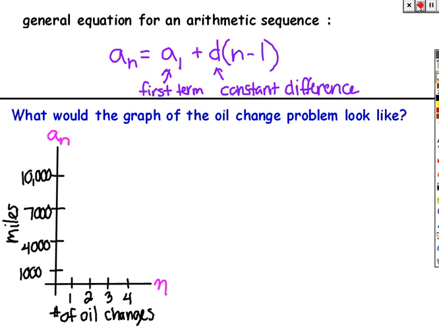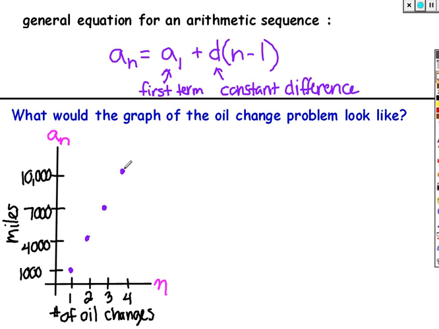Now, if I look at a graph of this oil change situation, the x-axis I've labeled n, so that's the number of oil changes, and then the y-axis is a sub n, or the value of the term in the sequence, and that would be the miles. So at the first oil change, that occurs at 1,000 miles, the second oil change is at 4,000, the third oil change is at 7,000, the fourth is at 10,000. And if you notice here, you should see a linear relationship.